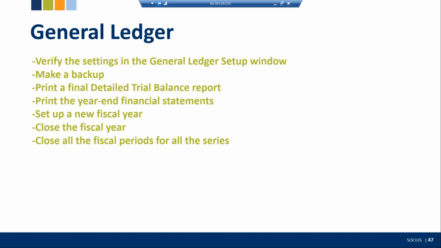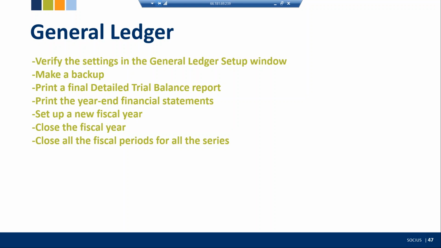And then making it a detailed report is a checkbox in the setup window for the report, so it can be summary or detail. You want to print your year-end financial statements, and we're going to talk about the ramifications of the year-end close for financial statements here in just a second as well. And so here you would set up the new fiscal year. You want to close the fiscal year.